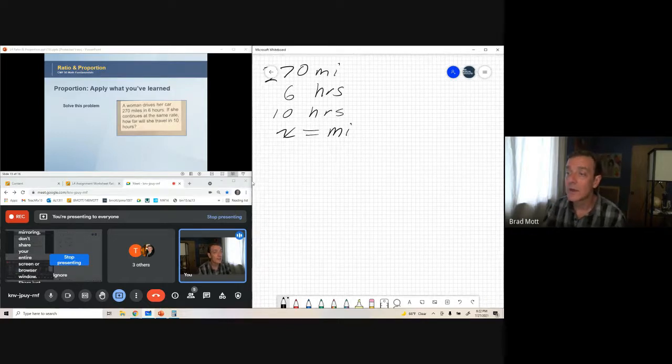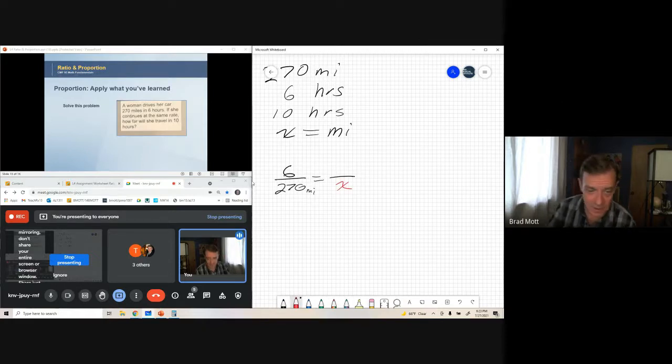Okay. So we know that she went 270 miles in 6 hours. And then you have to make sure, since we have miles down here, we know that x is our unknown, so that's the number of miles. So we're keeping our units the same. And the other thing we do know is that is 10 hours. So the hours are across from the hours, the miles are across from the miles. Now, cross multiply and solve for the unknown.